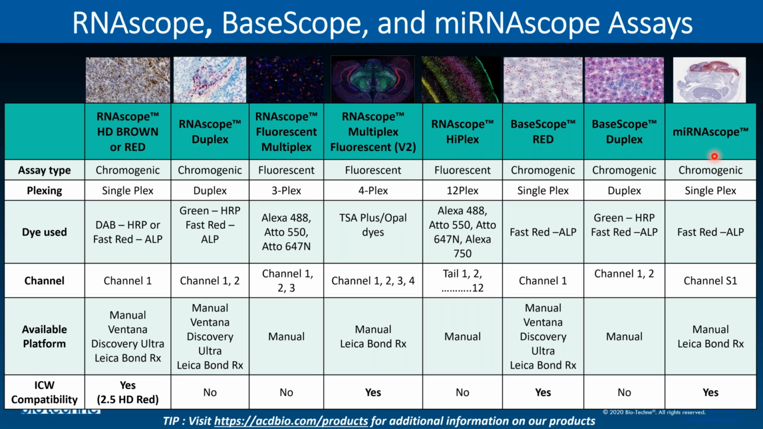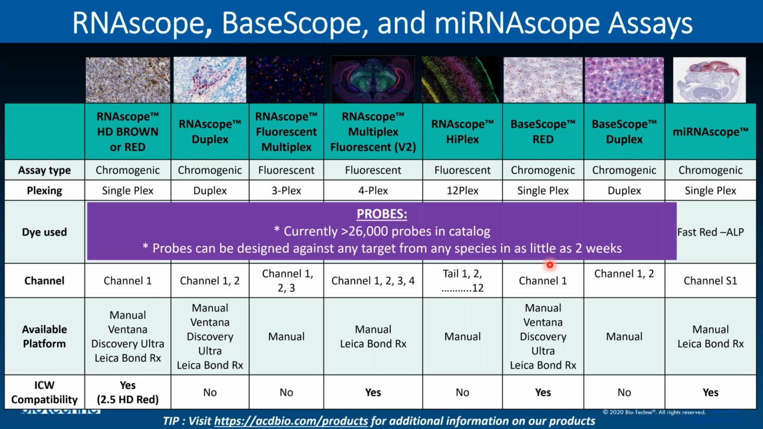And then finally, we have our newest member on the list, the miRNAscope assay, which allows you to detect mature microRNAs, siRNA, and antisense oligonucleotides. At this point in time, you can only detect one of the transcripts at a time, but it can be done both manually as well as on Leica Bond. But more importantly, it's also compatible with the integrated co-detection workflow to detect RNA and protein together. So this was basically a snapshot of all the assays that ACD offers.